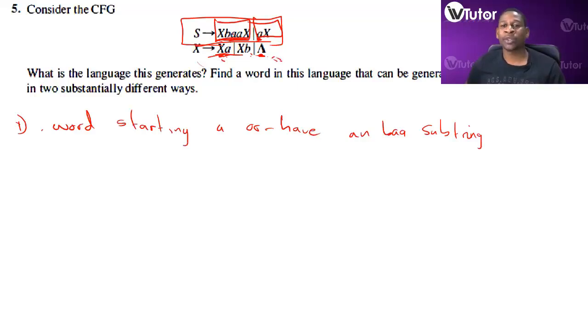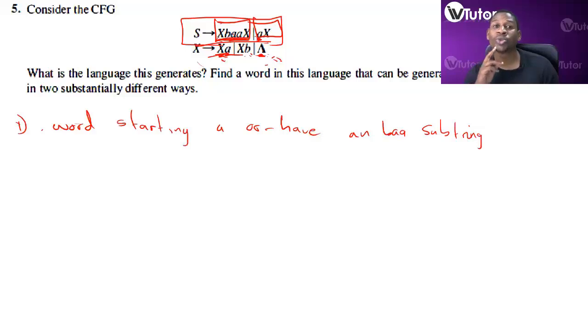We're starting with an A or have a BAA substring. This should be fine because X is only replaced by XA, XB, or now, meaning that we can retain A or B everywhere that we want. Right. So that is the language that we are trying to describe. And then they say find a word in this language that can be generated in substantially 2 different ways.